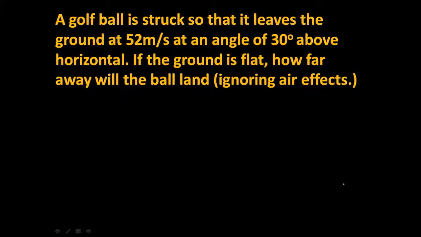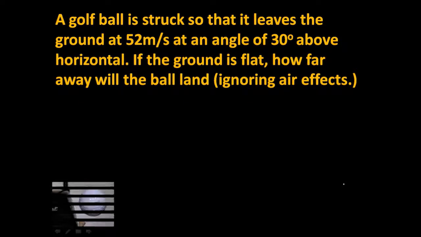A golf ball is struck so that it leaves the ground at 52 meters per second, that's really fast, at an angle of 30 degrees above horizontal. If the ground is flat, how far away will the ball land, ignoring air effects once again? And this time the air effects we're ignoring are not just air resistance. We also have to ignore any lift effects from the spinning golf ball.